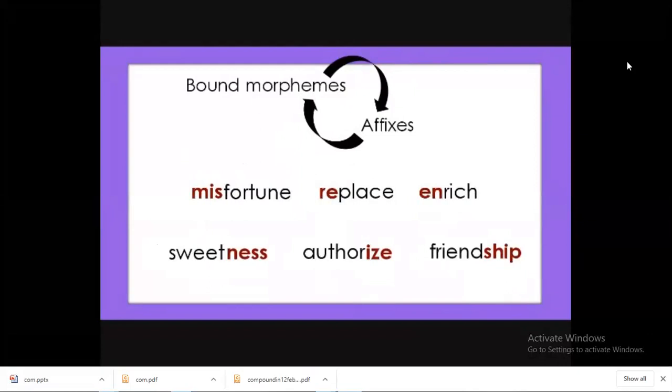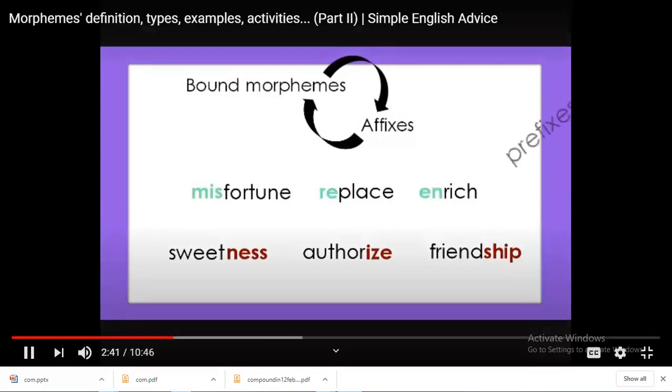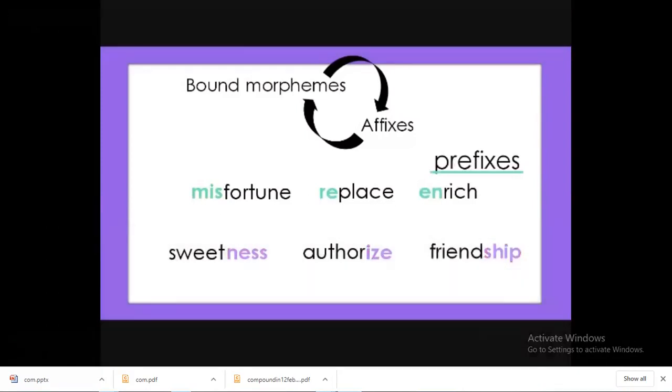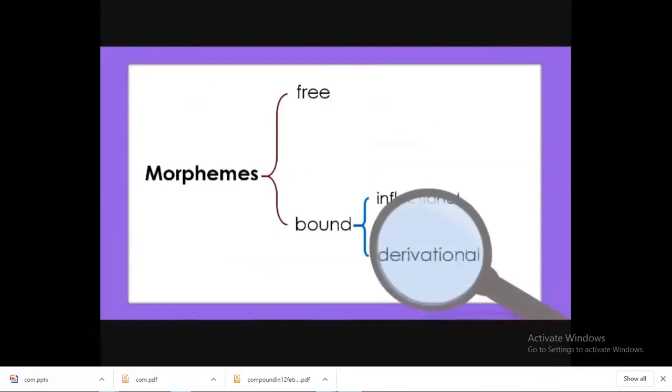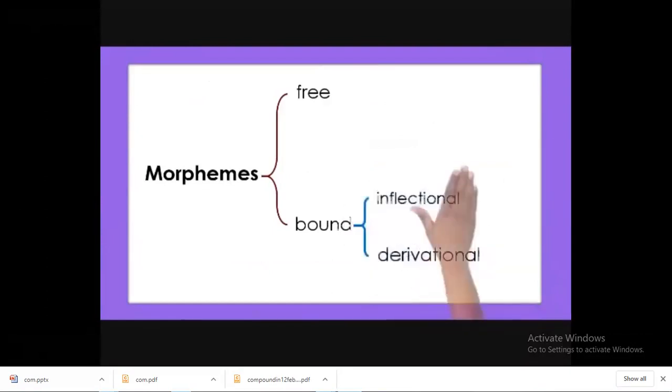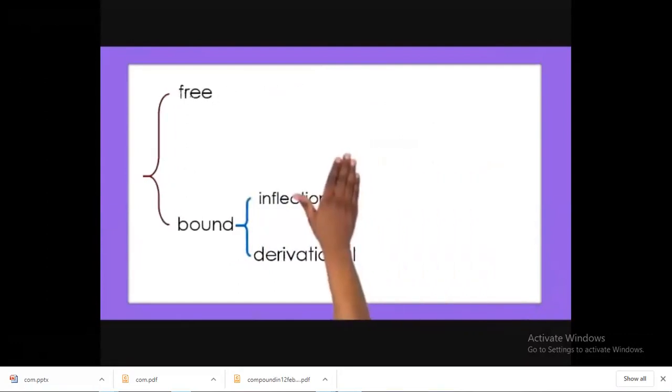In English, there are 2 types of affixes. The ones that go at the beginning are called prefixes, because they go at the beginning, and the ones that go at the end are called suffixes. So in the last video, we got until derivational morphemes, the ones that can change either the meaning or the word class or both. However, that is not their official categorization.